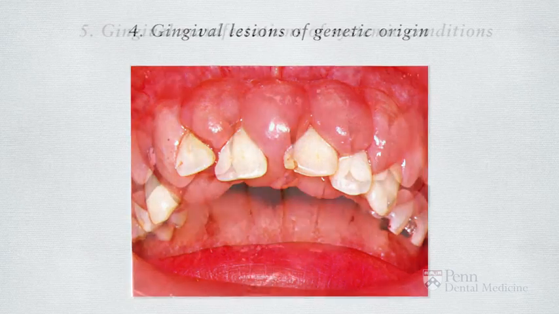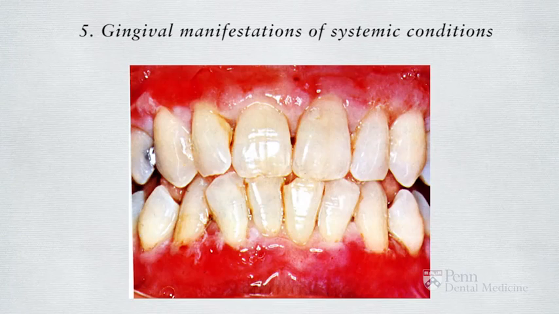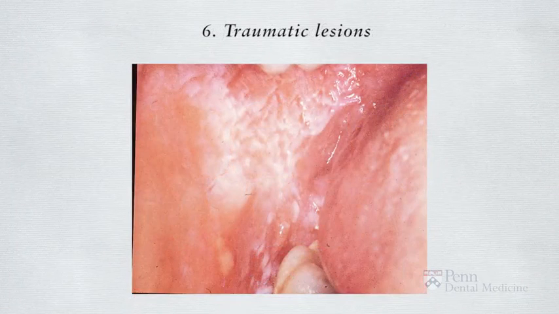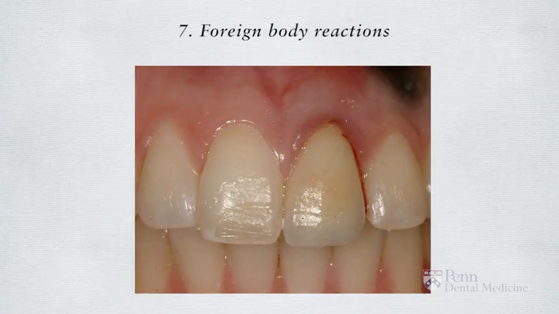Gingival conditions could also be manifestations of systemic conditions such as mucocutaneous disorders, allergic reactions, and others. Gingivitis can also be caused by traumatic lesions such as chemical injury, physical injury, and thermal injury, as well as by embedding of foreign body reactions. We will now start reviewing the various types of periodontal diseases.